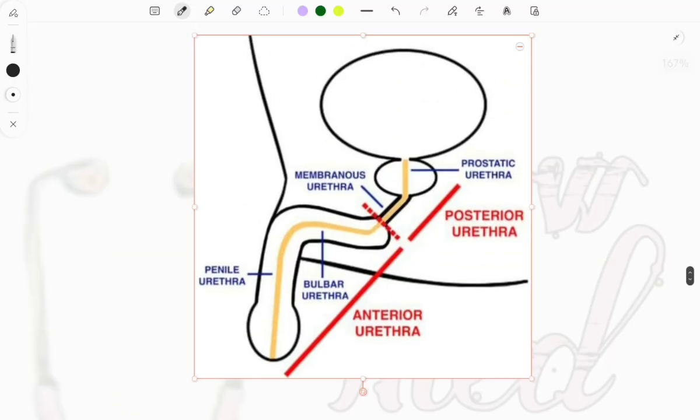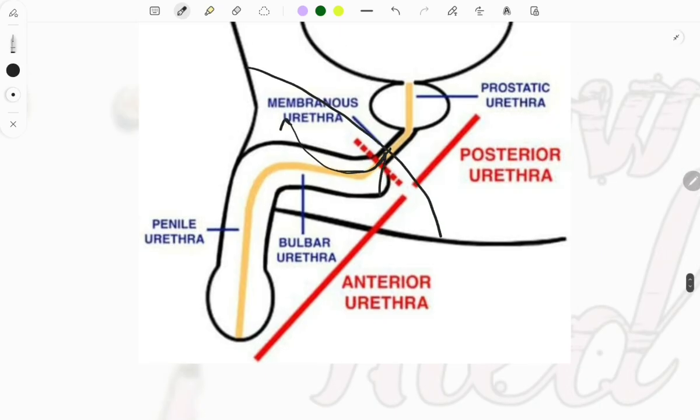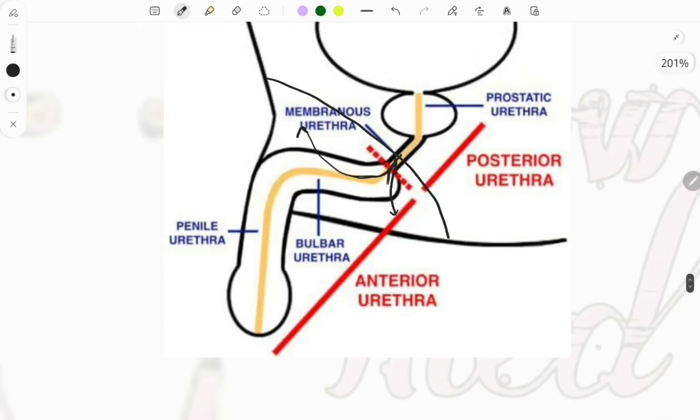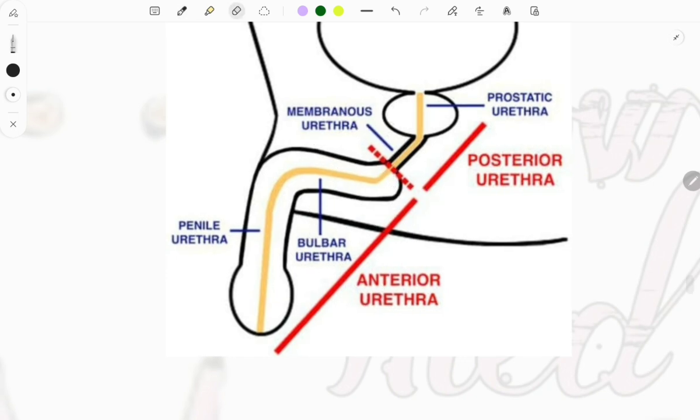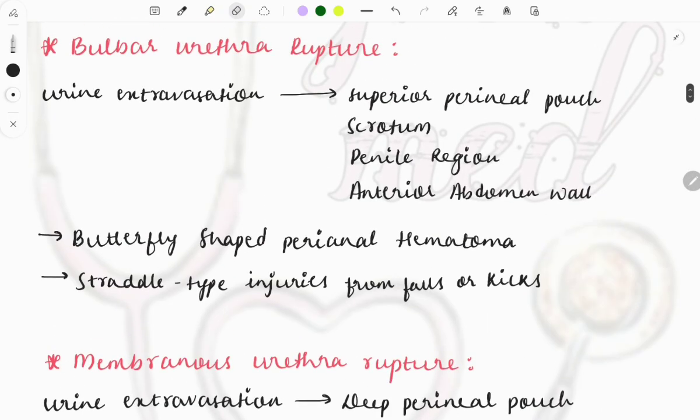As you can see here, the urine extravasation will be happening at this area, the anterior abdominal wall. It will go to the superficial pouch, and it can also go into the scrotum. From here it can go into the scrotum, which will be present here. So these are the locations where there can be extravasation of the urine.